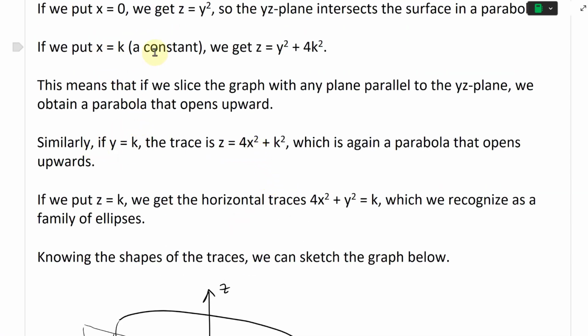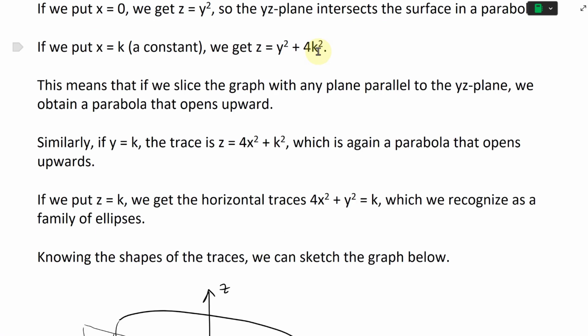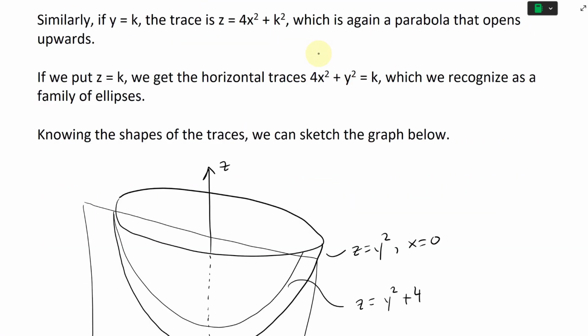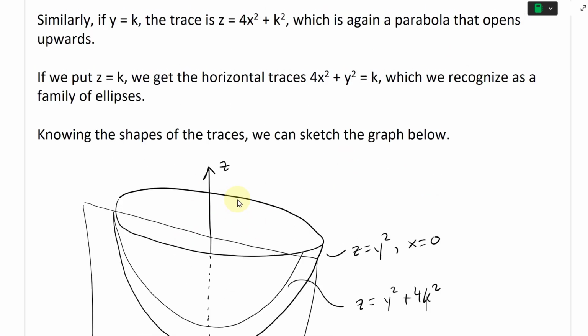When we plug in x equals k, we get z equals y squared plus 4k squared. So we could write this down right here: z equals y squared plus 4k squared, like that. And in fact, 4k squared is just going to be this height there from here to here. That's all it is, because you're just going to add it. So it's going to be a parabola, add it, and then shift it upwards. So that's pretty cool stuff.